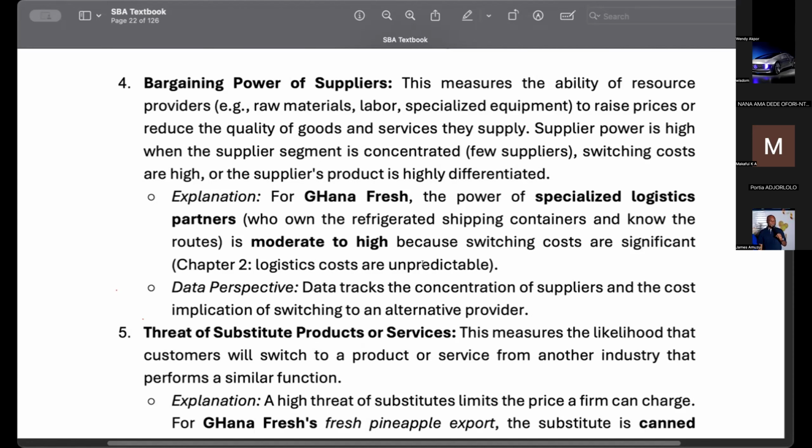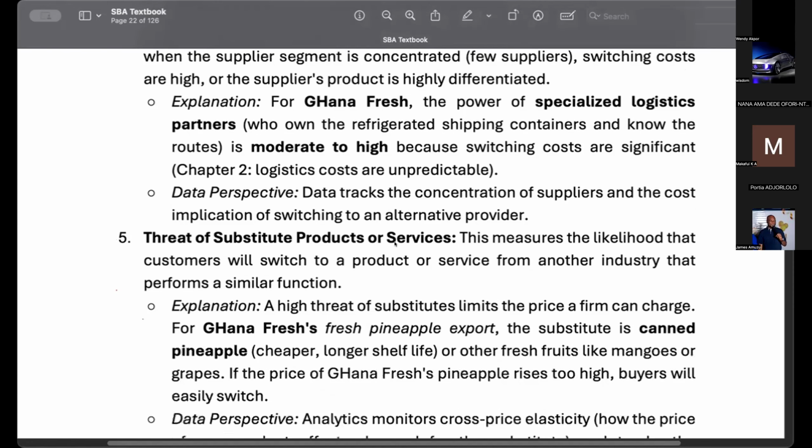Okay, then in threat of substitute products, we want to check whether there's a high threat of substitutes that limits the price a firm can charge, because customers can go for the alternative. And that can constrain you. If there's an alternative and the alternative is doing something very interesting, they can go for the alternative.